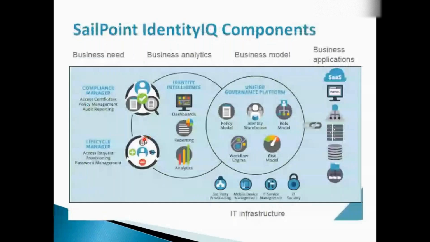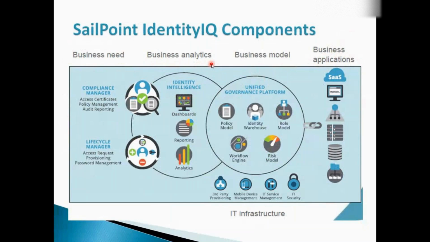Now, yesterday we saw the SailPoint IdentityIQ components. I already mentioned that the business has different applications available. To provision the access and to enforce that users have proper access and there should not be unwanted access, we have that particular business need, right? Users should have a proper access, not more than that. That need is completed by SailPoint IdentityIQ by providing two things: one is a business model, and another one is business analytics.